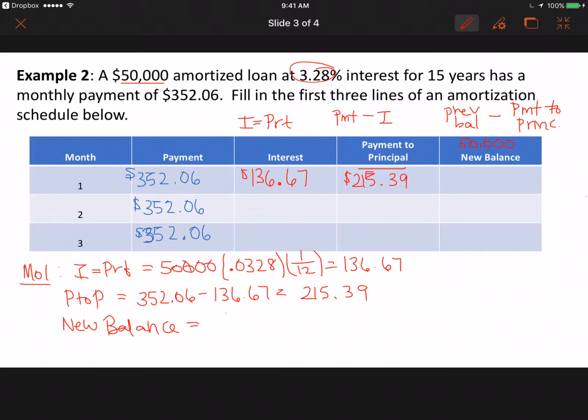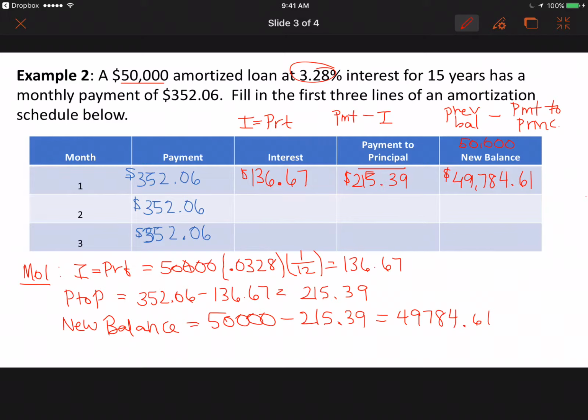All right, so in this case, my previous balance is the $50,000. That's what I'm starting with. Minus, I've paid $215.39 towards reducing that. Okay, so what I get here is $49,784.61. All right, and that's month 1.